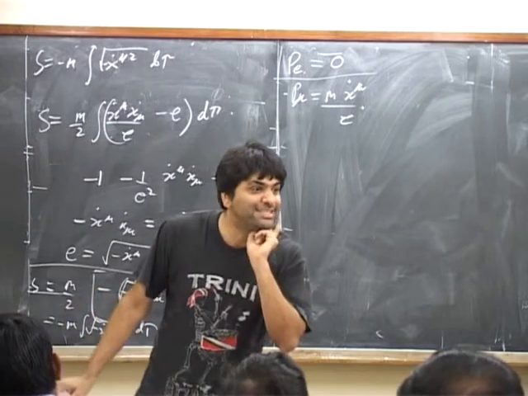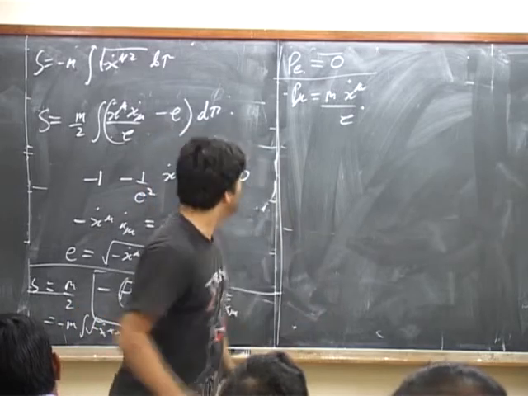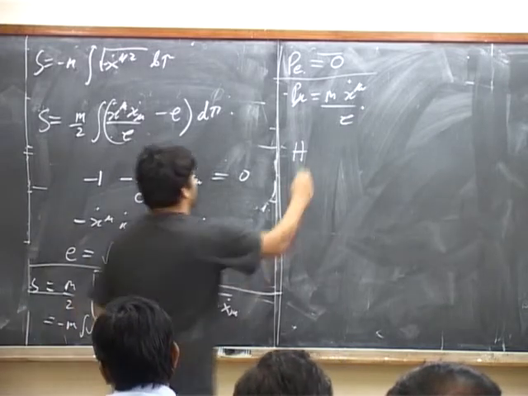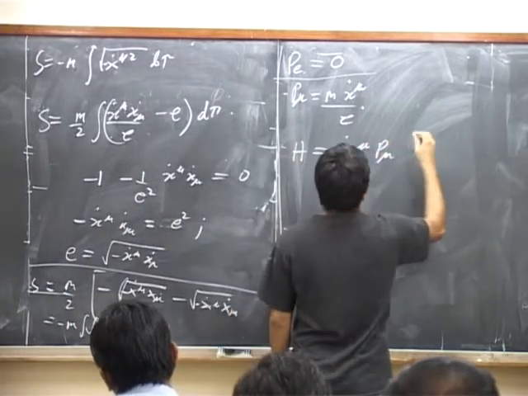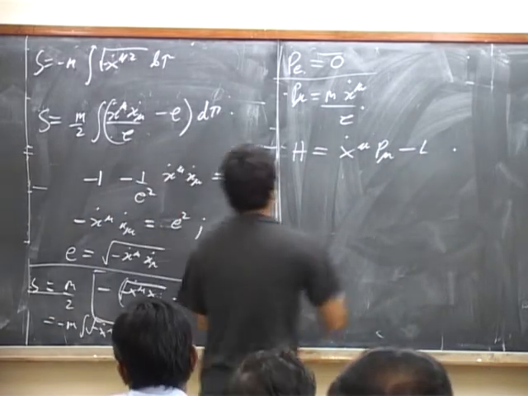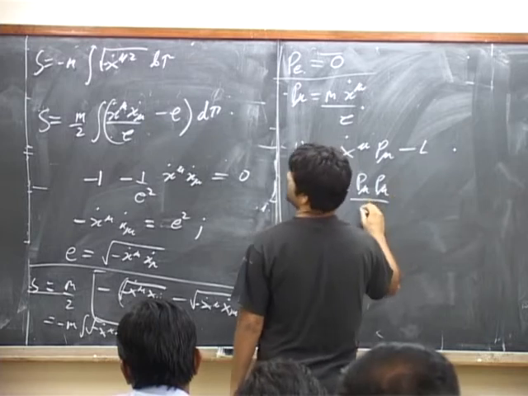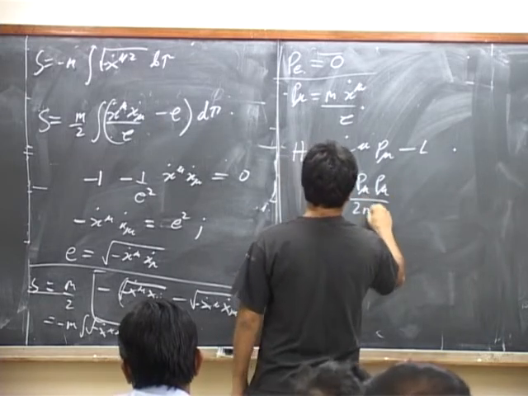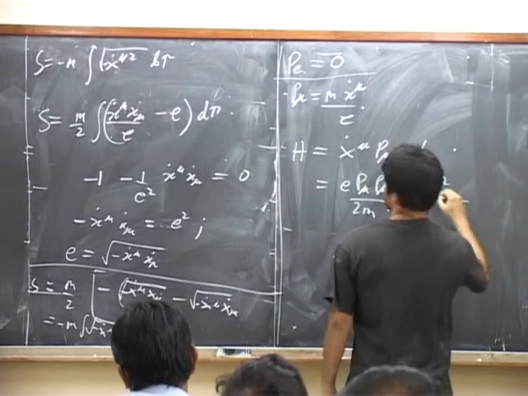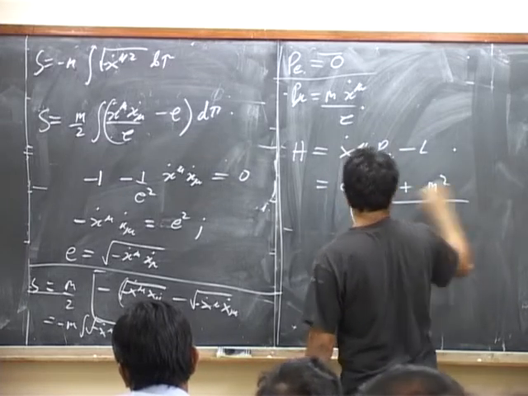However, there is one more constraint in the system, which is more subtle than the initial constraint. How do we see that? In order to see that, let's compute the Hamiltonian. The Hamiltonian of our system is what? Well, the Hamiltonian of our system is x mu dot p mu minus the Lagrangian. So that's going to be E times p mu squared by 2m plus m squared by, and there's an E outside there as well, by bracket.